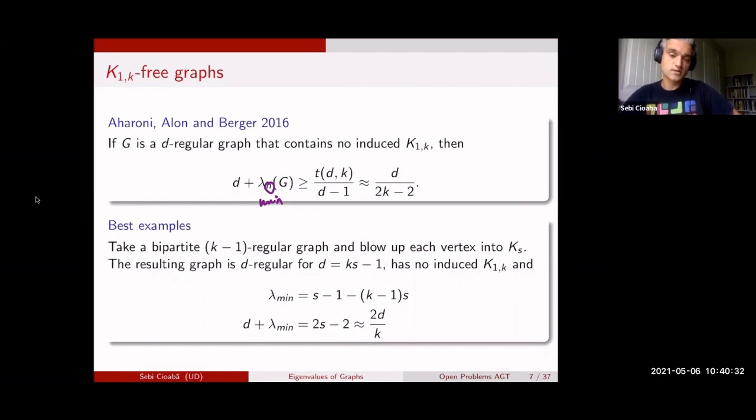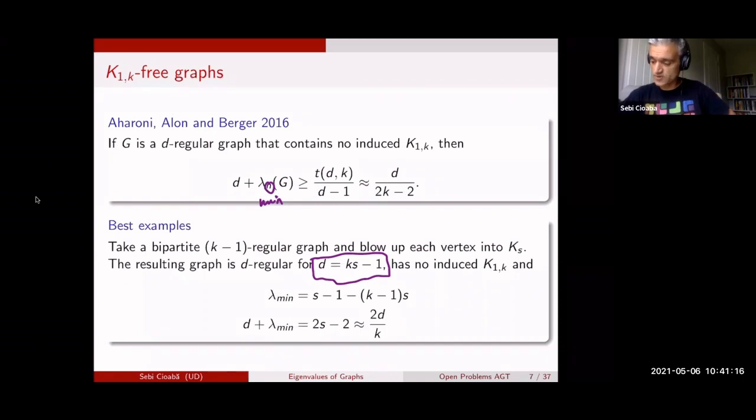And you can actually use the eigenvector from the original graph, one on one side and minus one on the other side. And you can calculate lambda min, and you get d plus lambda min being about 2s minus one, which is about 2d over k. So you see these are the best examples that are known. And again, this example is for degrees of this form, ks minus one, so not every degree necessarily has that form. And you see there is a gap between the bound that they prove, which is about d over 2k minus one, and the construction, which is 2d over k.